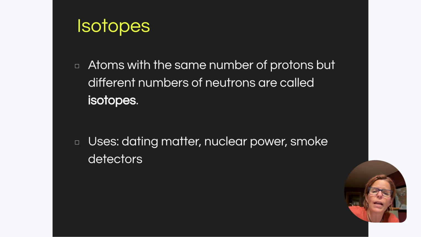Please write the word isotope, and then let's write this definition. Isotopes are atoms with the same number of protons. So they're the same element because they have the same number of protons. Carbon always has 6 protons, but isotopes have different numbers of neutrons. And they're used for lots of things. Sometimes they're just part of nature, but sometimes we use them for radioisotope dating to figure out how old something is. We use them for nuclear power, radioisotopes, smoke detectors. There are lots of other uses for radioisotopes.